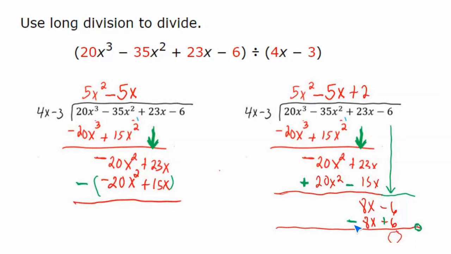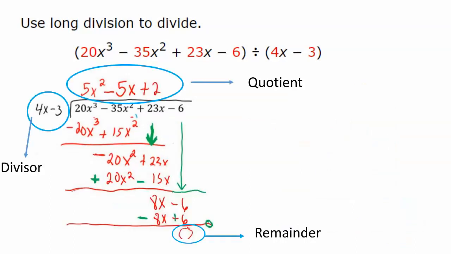But remember, since we are subtracting, we're changing these signs here. So 8x minus 8x is 0, and negative 6 plus 6 is going to be 0. And later on, when you get a remainder of 0, that's going to make us very happy. You'll see why in a few minutes.